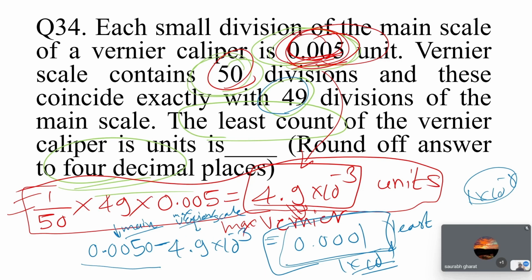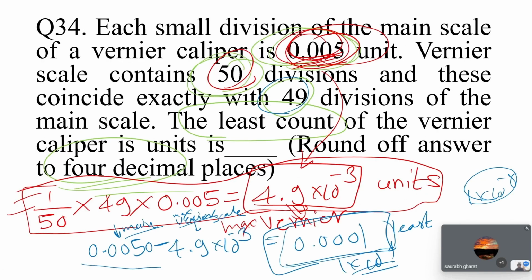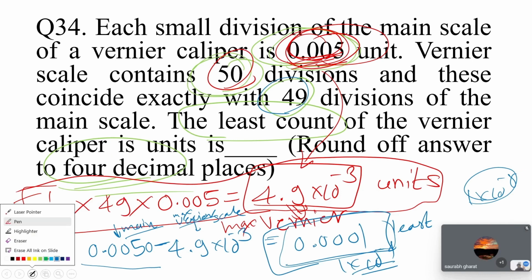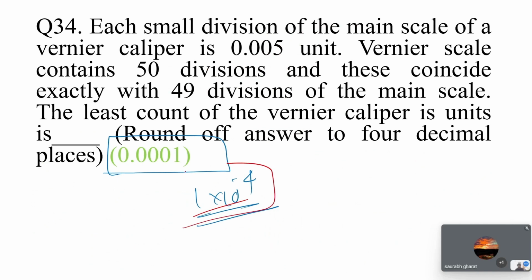This part you can measure here. It is the same concept, so you can refer to either part. So your answer is, as mentioned here, 0.0001. Three zeros means 1 into 10 raised to minus 4 will be the correct answer. If you go for minus 5, you can't measure that part. Only up to minus 4 you can measure with this vernier scale. This is the correct answer.